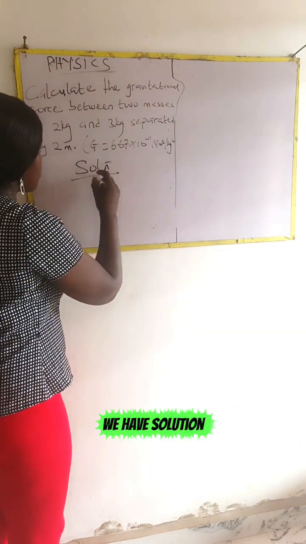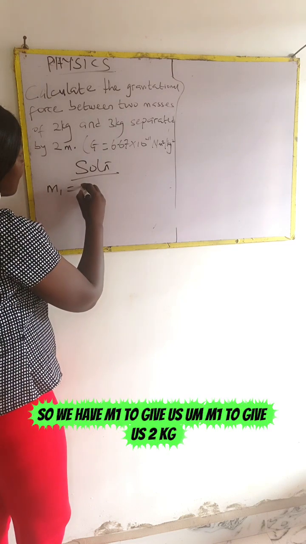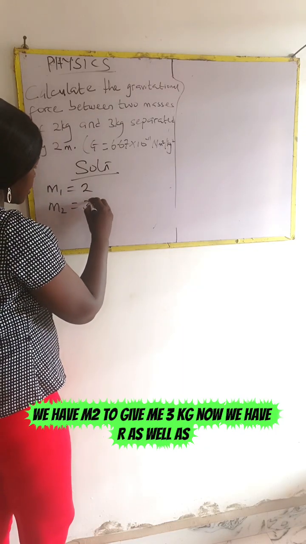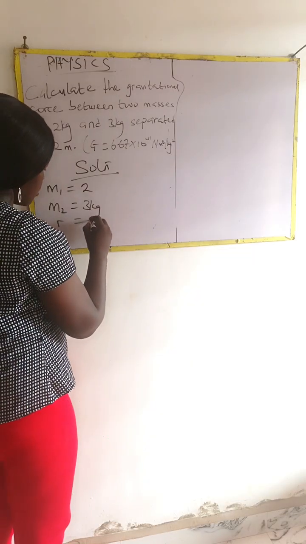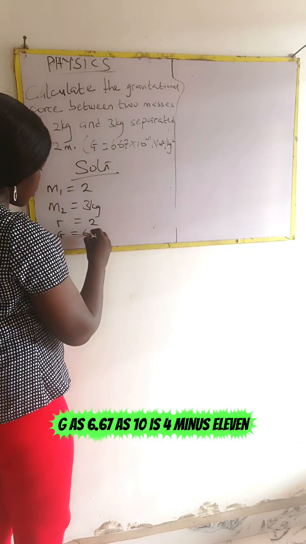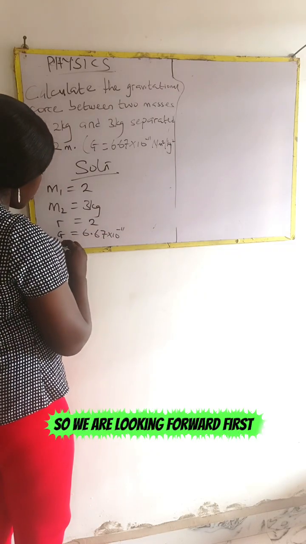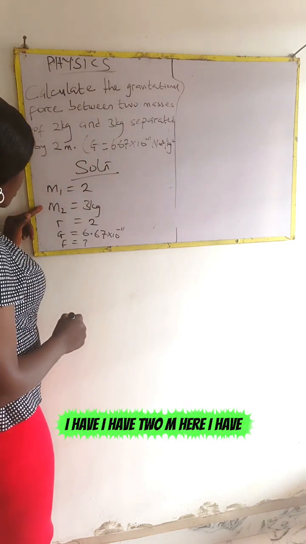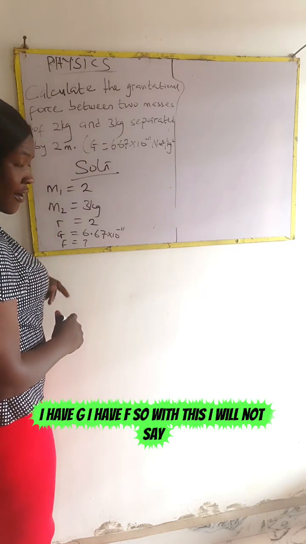We have the solution. So we have M1 giving us 2 kg. We have M2 giving me 3 kg. Now we have R as what? 2. We have G as 6.67 times 10 raised to the power minus 11. So we are looking for what? Force. So having this, I have M1, I have M2, I have R, I have G, I have F.